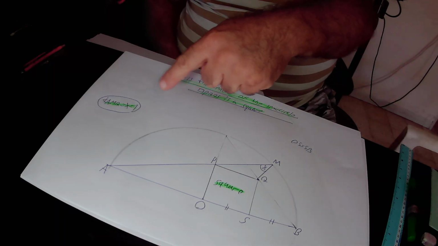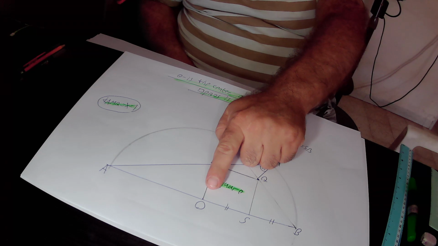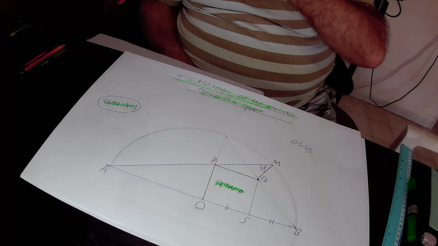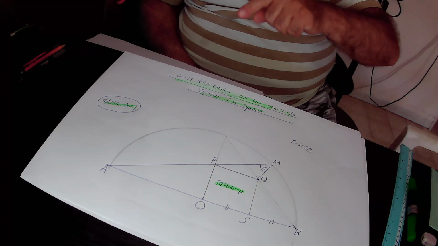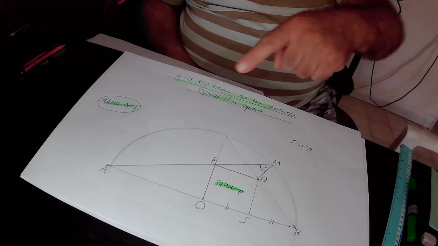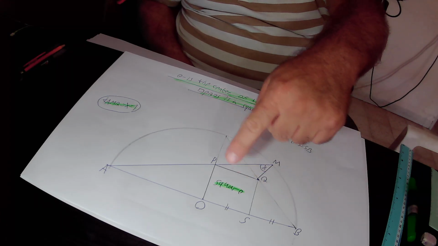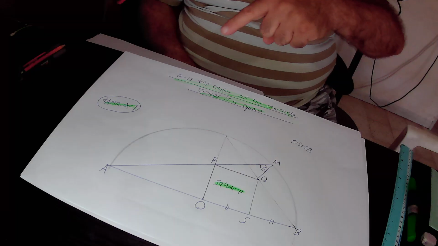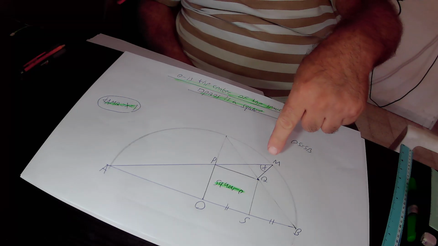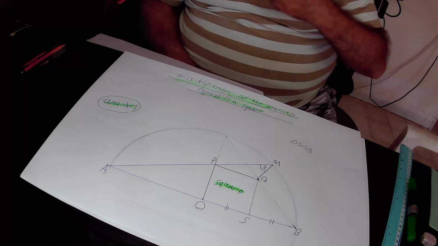In the drawing we have a semicircle. Point O is the center of this semicircle. AB is the diameter of this semicircle. In addition, we know that OS equals SB. And inside this semicircle, we have this square PQSO. Again, our task is to find out the size of angle AMQ, which is equal to x. We have to find out the value of angle x.